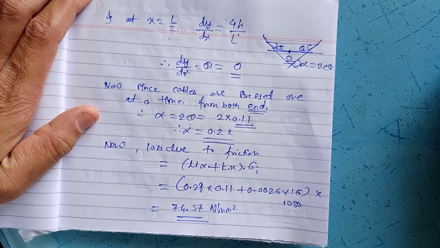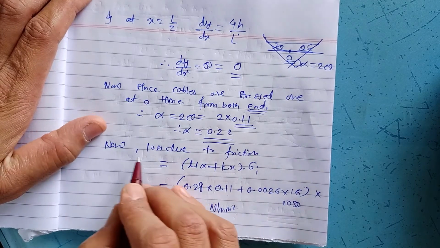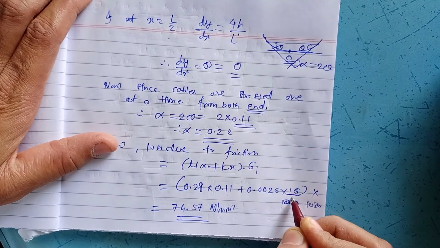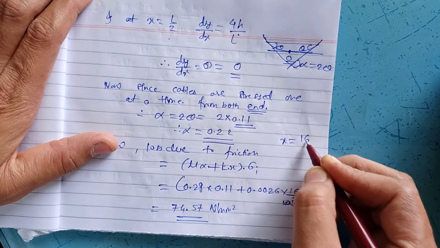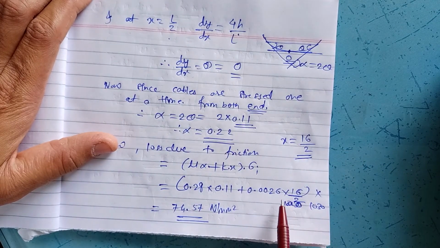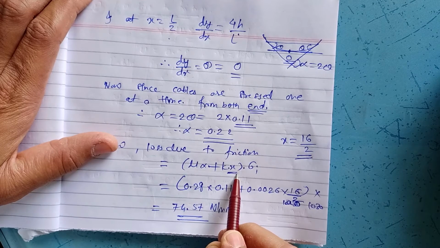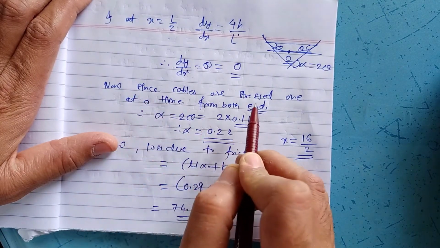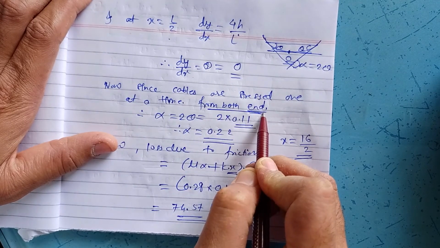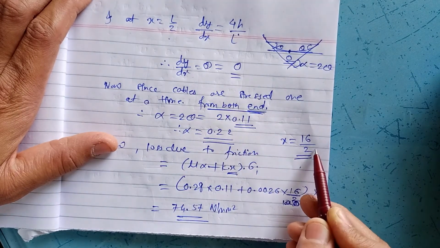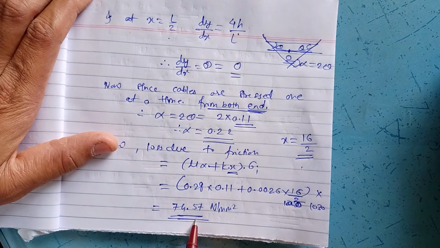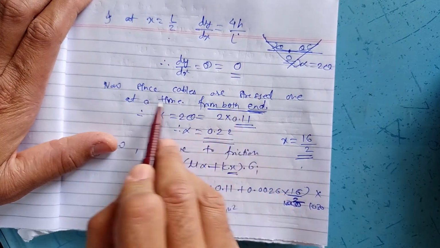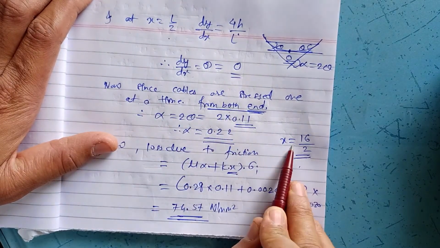And I would like to clarify that in the same numerical, during calculation of the loss due to friction, you are supposed to take x, that is the length of cable, as 16 by 2. Put the value of x, the length of the cable, as 16 divided by 2, because here cables are stressed from both the ends. Substitute x equal to L by 2, and you will get the value 74.57 Newton per mm square. Please note that when cables are stressed one at a time from both the ends, substitute x equal to L by 2.